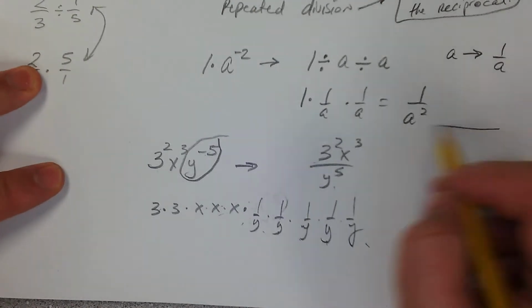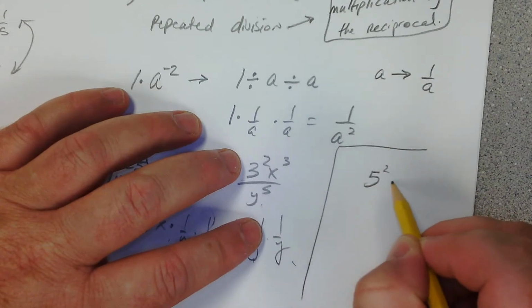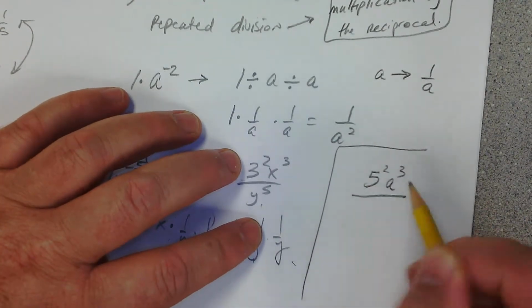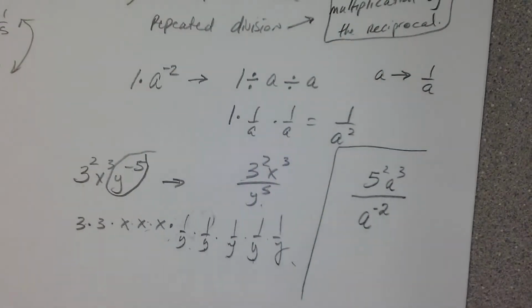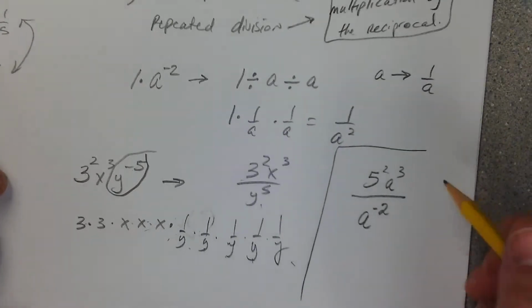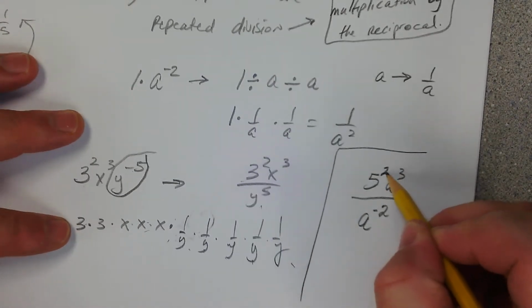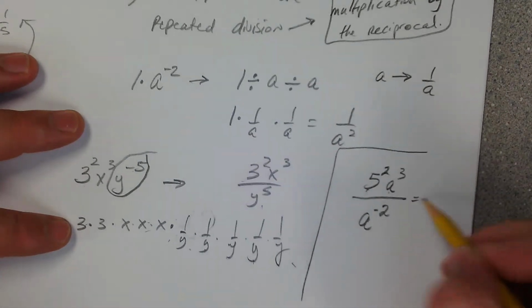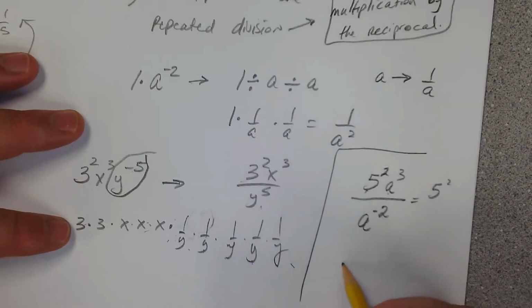All right, well, what about if we had something like this? What if we had something like 5 squared a to the 3rd, and then it was divided by a to the negative 2? Look at this. We got a couple ways we can do this. The 5 squared has a different base than these, so it's not going to change. It's going to stay right where it was. You see? Look at this, though. Look at this.